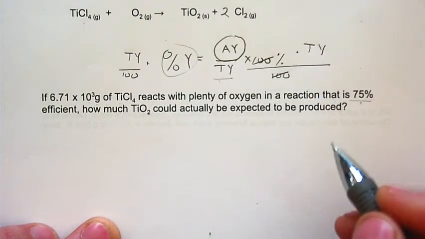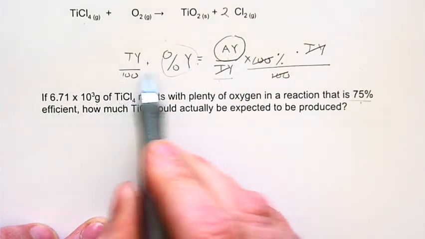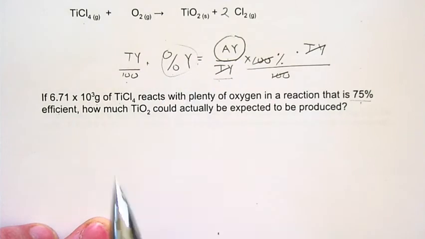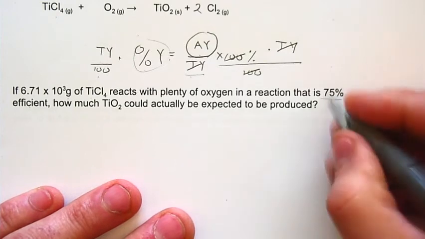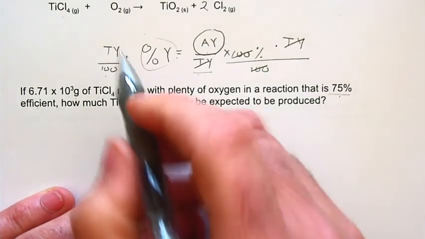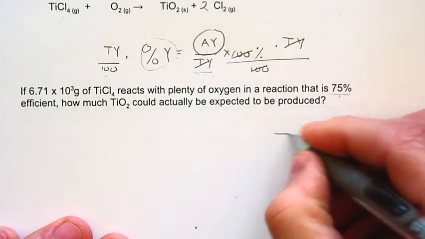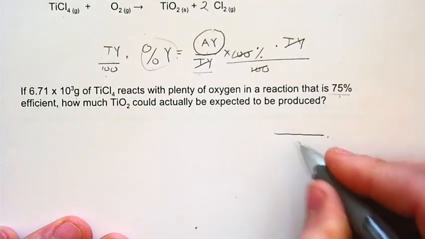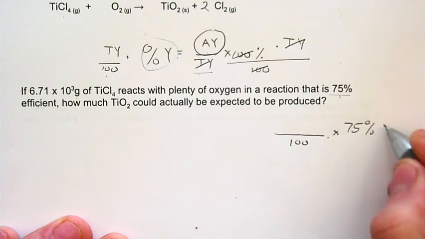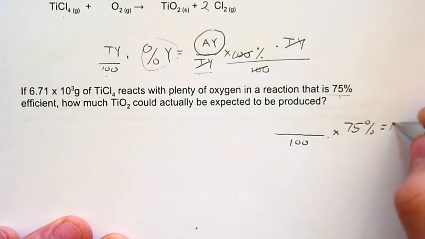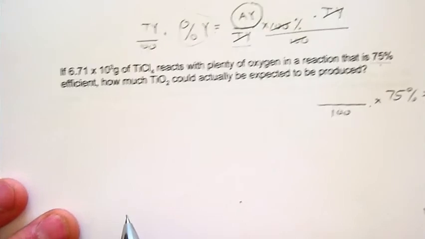The hundreds cancel out, theoretical cancel out, so actual yield is equal to the theoretical yield divided by 100 times the percent. So in this question, the theoretical yield needs to be calculated, but we have the percent yield. So we're going to take whatever the theoretical yield is, divide it by 100, and then times it by the 75%. And that should give us our actual yield. So now we need to do a mass-to-mass stoichiometry.